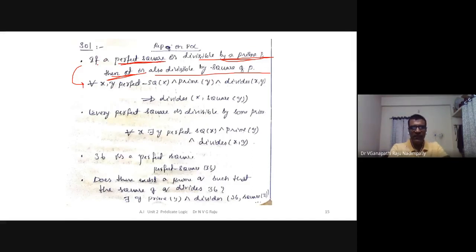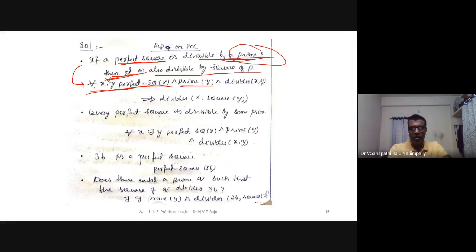Now here, if a perfect square is divisible, we don't know what perfect square, so you can take it as a universal rule, for all X, and here for all Y. Are you getting me? Now what is the meaning of X? Perfect square of X, and you are going to take prime of P. Instead of P, we are taking Y. That variable you can use any name. Now wherever P is there, I am replacing with Y.